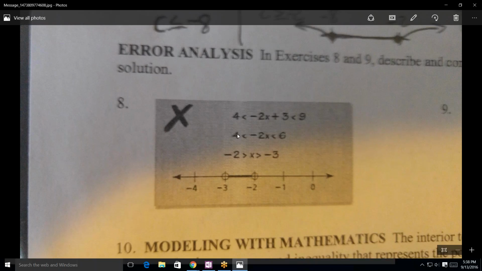So this would be a 1. So it should be 1 is less than negative 2x is less than 6. And then it would be x is greater than minus 3 and less than minus 1/2. So the answer lies in the interval between minus 1/2, which is right here on the picture, and minus 3. So that's all. So this was not an and or question. This was an arithmetic question.